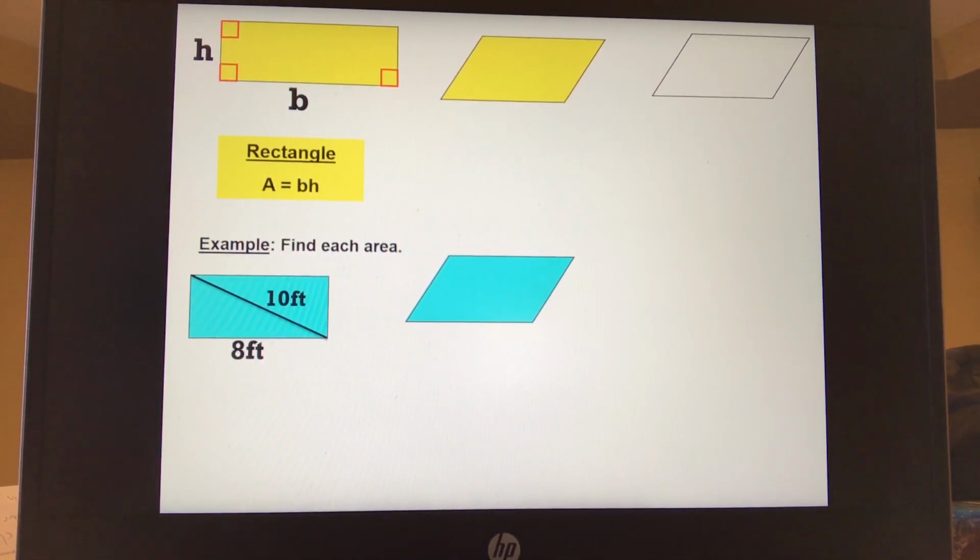So here we are in part two. Hopefully you found the area of this rectangle. And this is what I'm talking about. We're doing something a little more involved here in terms of finding the area.